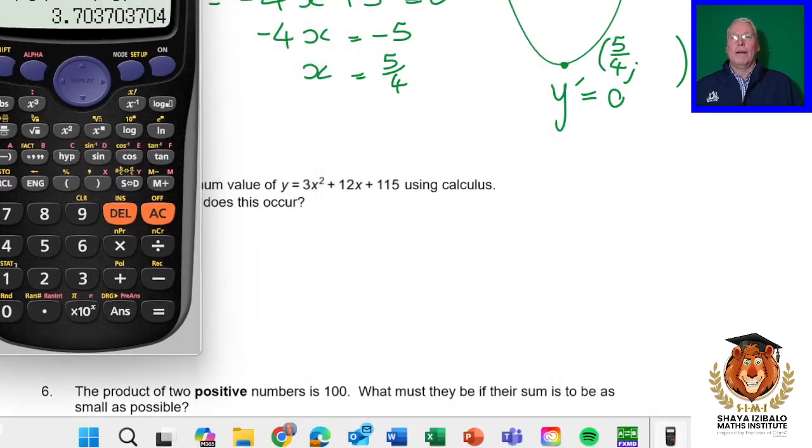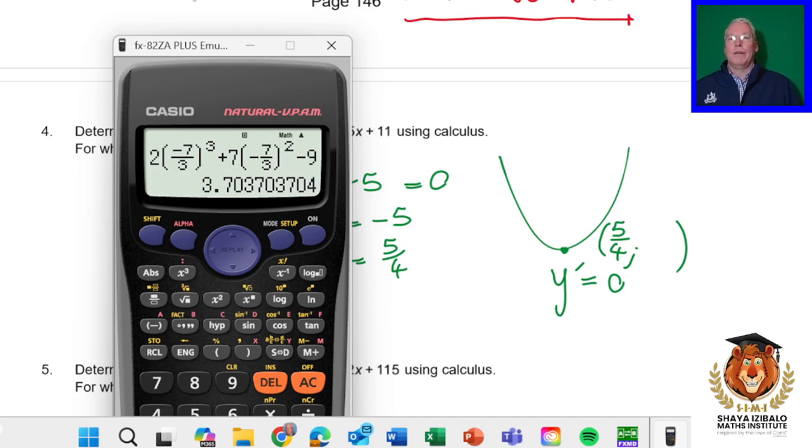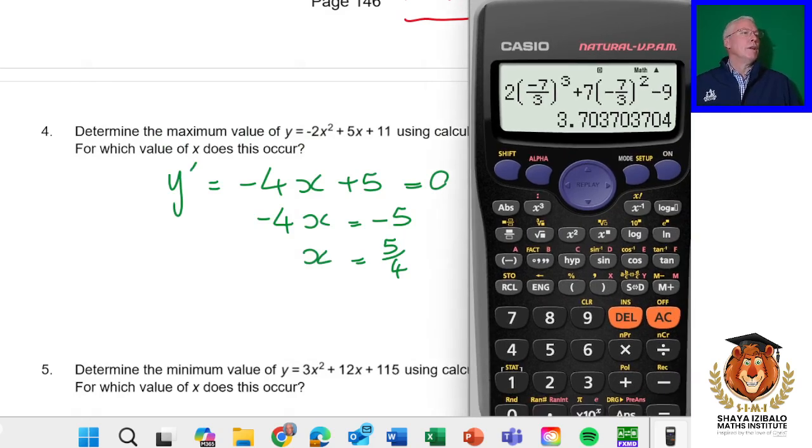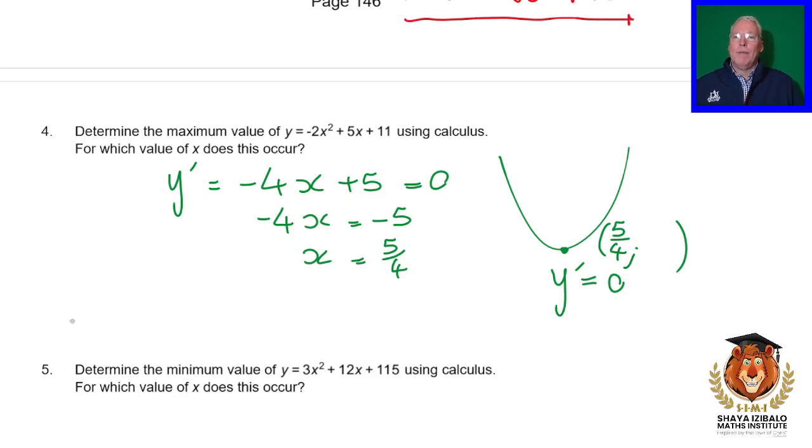Okay, so let's do that. So we're going to now take, just trying to make sure that you're seeing everything you need to see here. Okay, so we are going to put 5 over 4 into this equation. So negative 2 open brackets 5 over 4 squared plus 5 open brackets 5 over 4 plus 11. And we get 14 and an eighth. Right, 14 and an eighth.